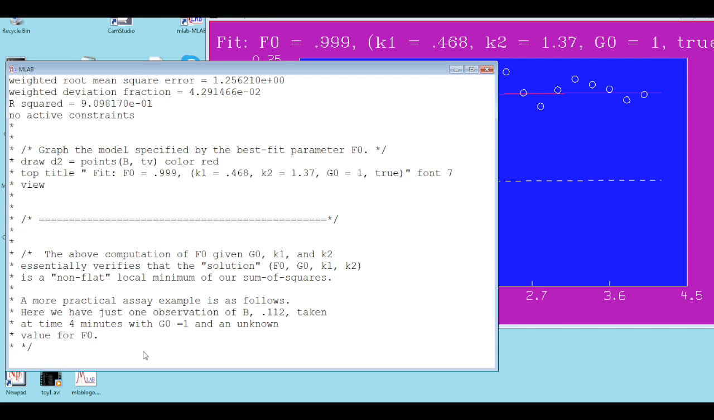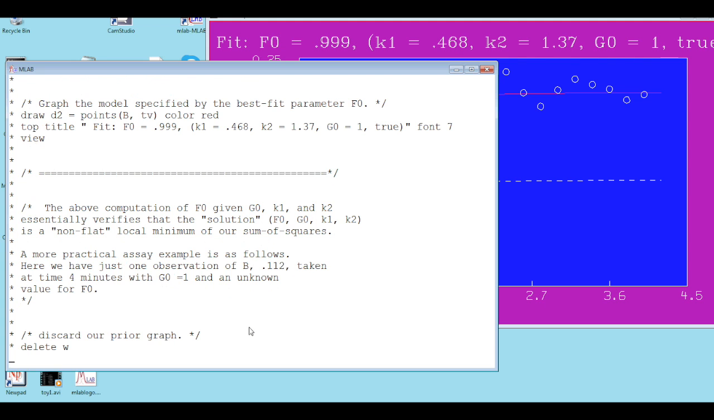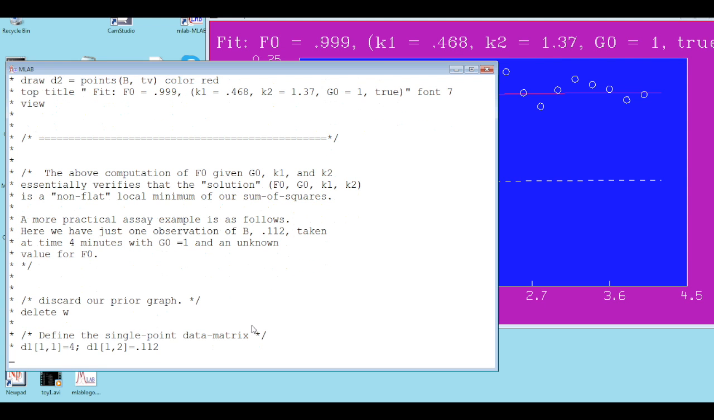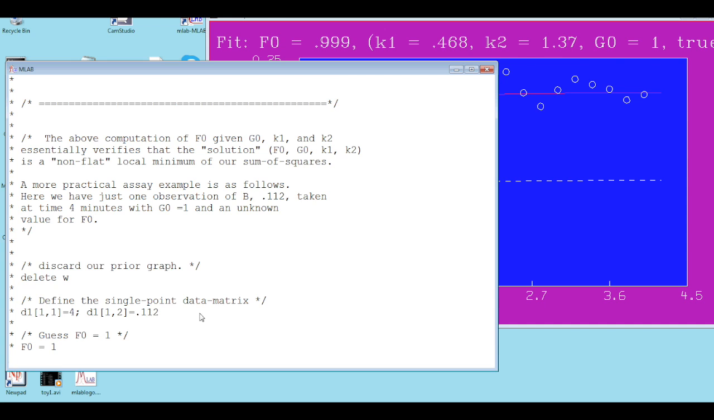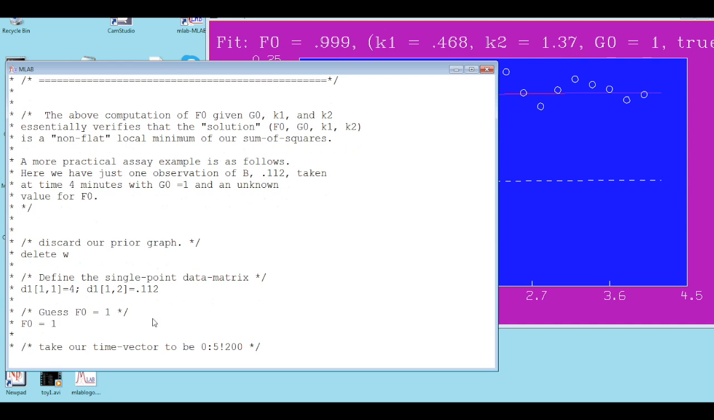So we continue. We throw away our picture again because we don't want to see it, and we look at this single data point. So now we make a matrix D1. The first row and the first column is 4, remember, we said 4 minutes. And the first row and the second column, that makes 1 row vector of 2 elements of D1, is 0.112. This is the single row data matrix, single point. We guess F0 equal to 1. Now, for this case, this turns out to be not what it is at all.